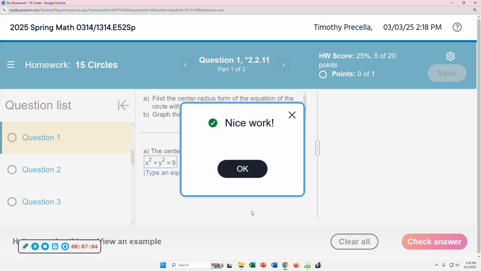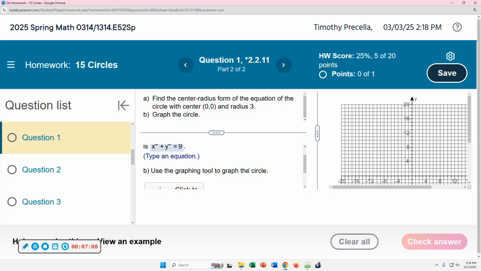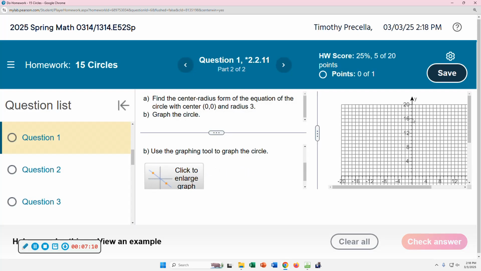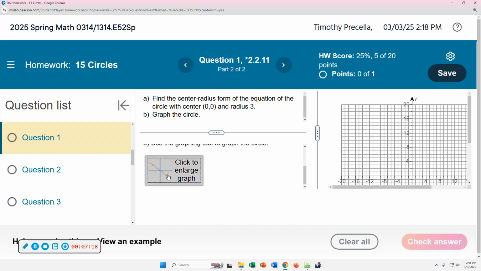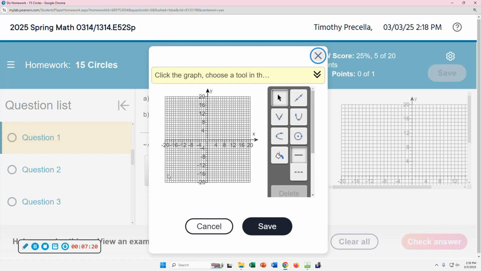Any questions there? So far, not too bad. Now we're going to get to use the circle graphing tool. And this is really such a nice graphing tool. And you'll have to choose. The first thing you have to do is choose the tool. Which tool do you think you're going to be using?